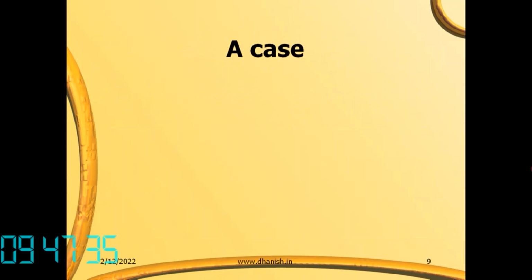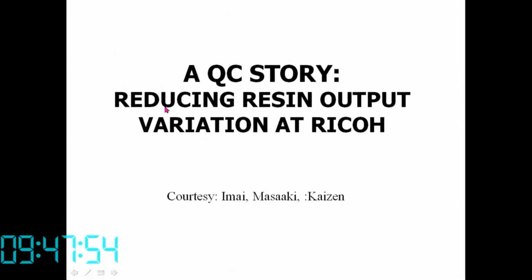Okay, so we have covered briefly the 7 QC tools. Please study each tool in detail later. Now we'll see a case study of how the 7 QC tools were used to achieve improvement. Usually all the 7 QC tools may not be used. That's why I chose this case study from the book by Asaki Kumar. This is reducing resin output variation at RICO. So this is the QC case study.